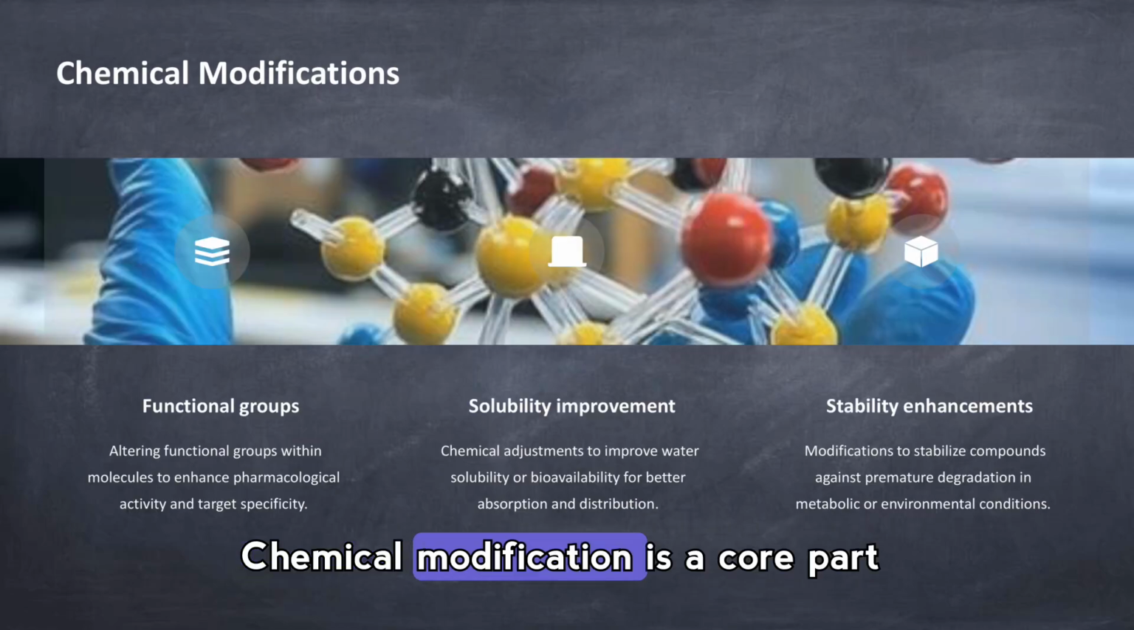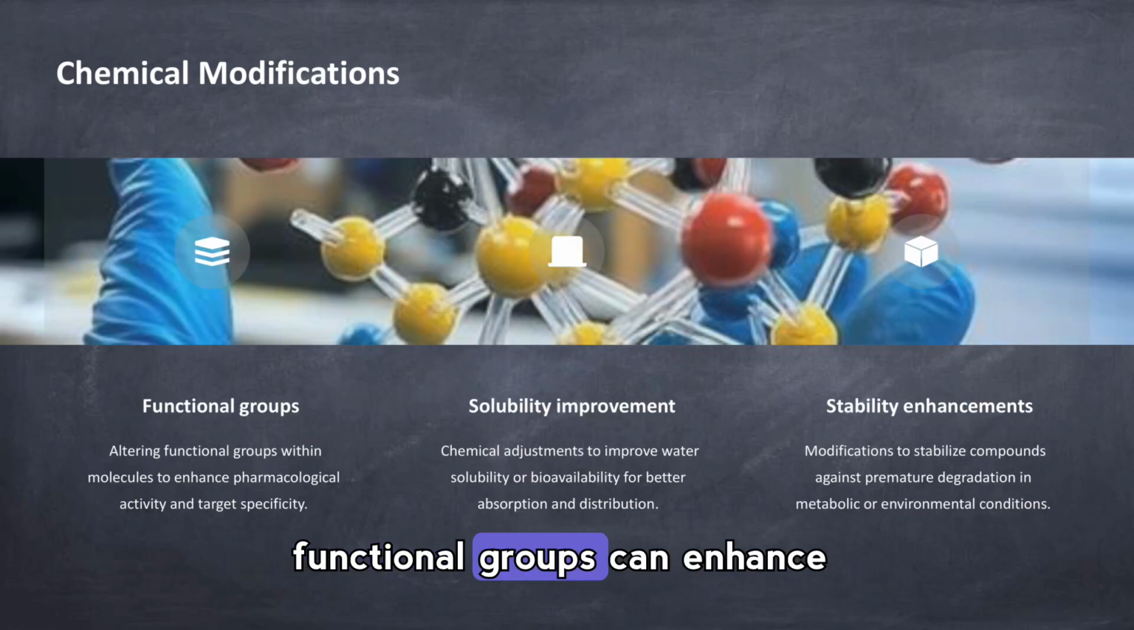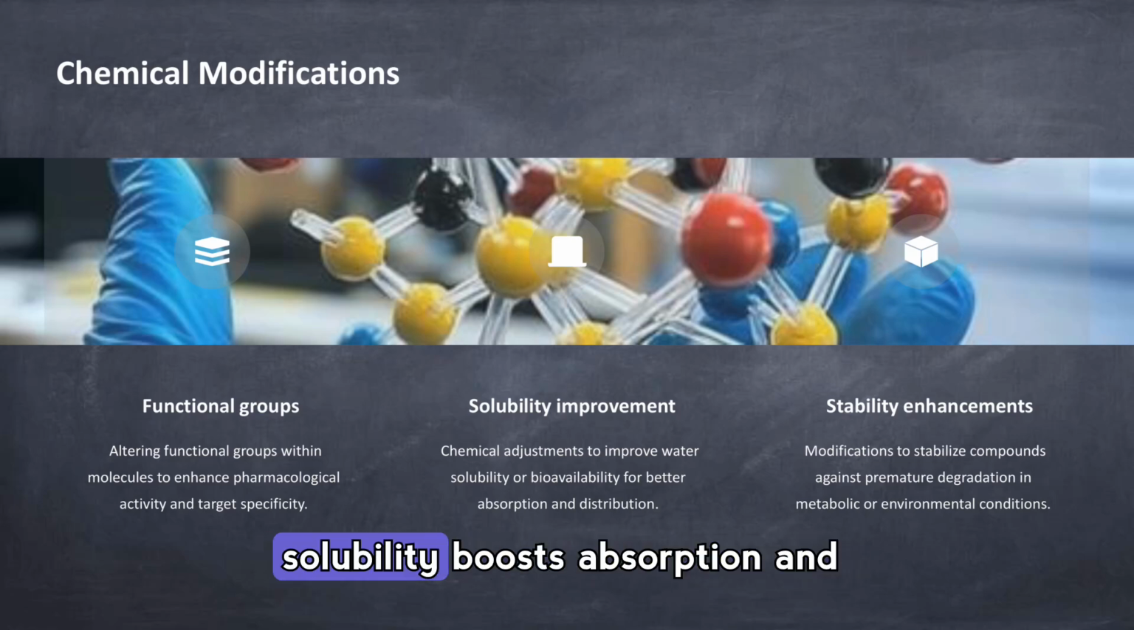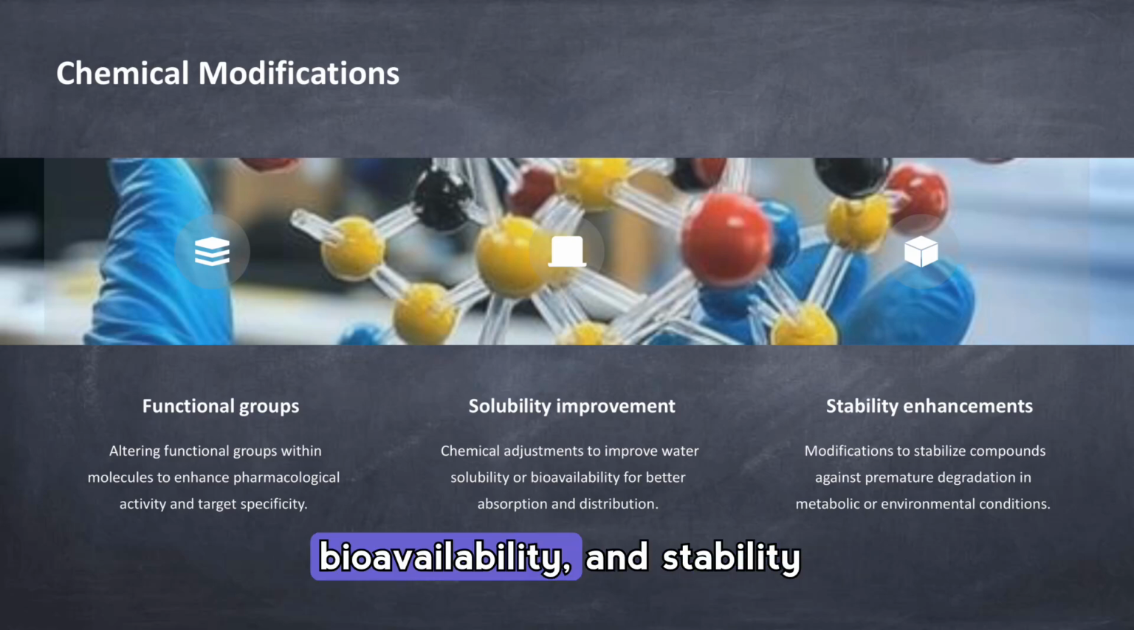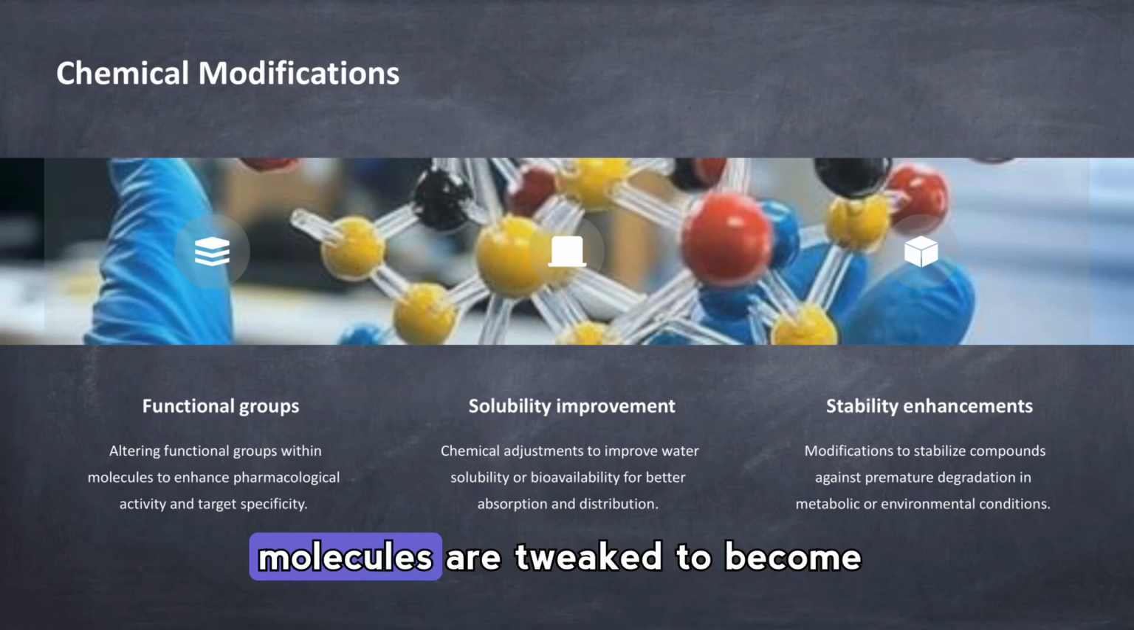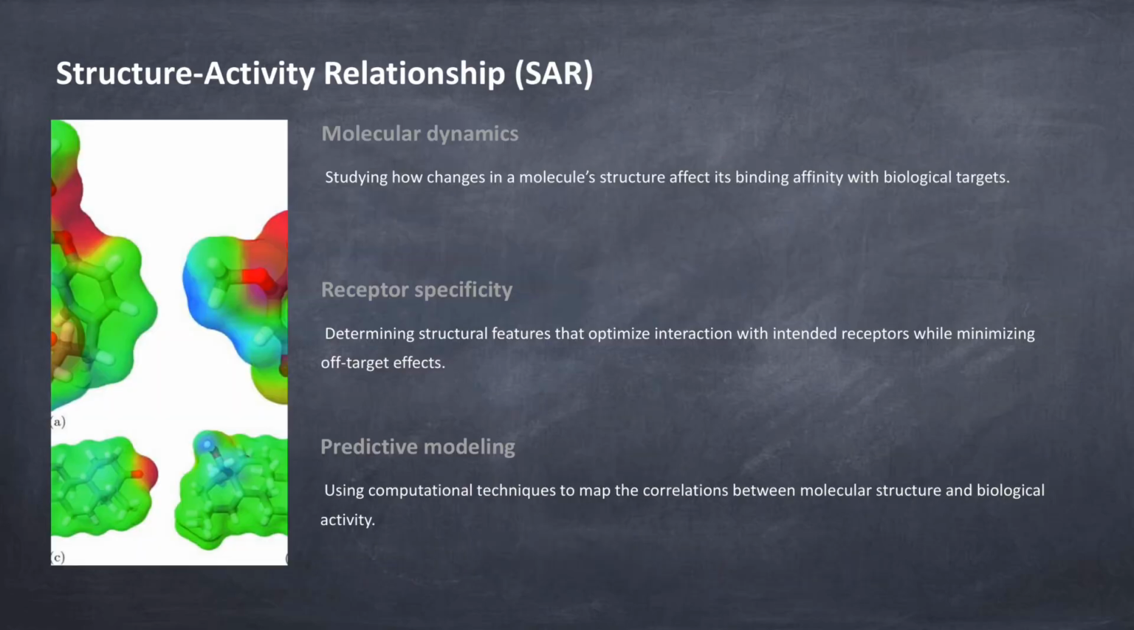Chemical modification is a core part of lead optimization, where altering functional groups can enhance potency or specificity, improving solubility boosts absorption and bioavailability, and stability enhancements prevent premature degradation. The photostrip evokes the hands-on chemistry work, where molecules are tweaked to become viable drug candidates for further testing.